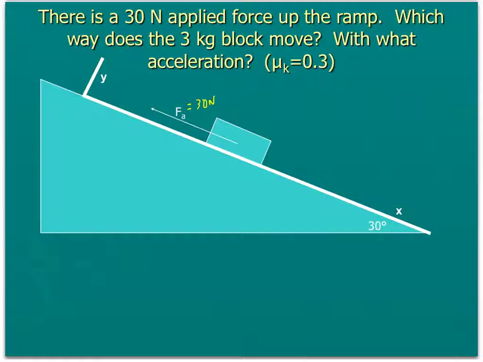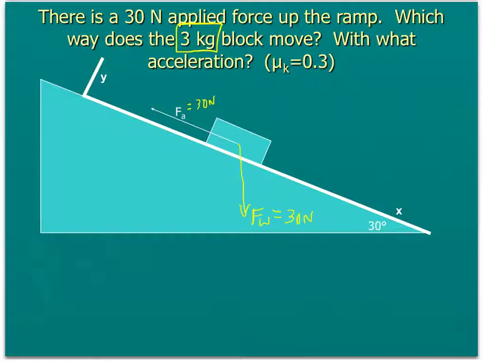To do that, I'm going to make my free body diagram. I know that gravity causes Fw, which acts straight down, to be equal to the mass times g. We know that the mass of this block is 3 kilograms, so 3 times 10 is 30 newtons.